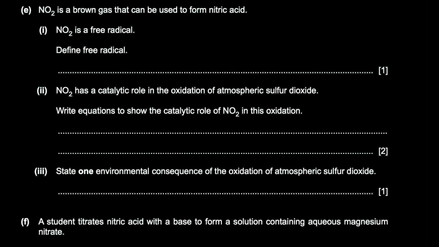NO2 is a brown gas that can be used to form nitric acid. NO2 is a free radical. Define free radical. It's a species with one or more unpaired electrons, at least one unpaired electron. They're generally highly reactive. They're highly reactive species with at least one unpaired electron.